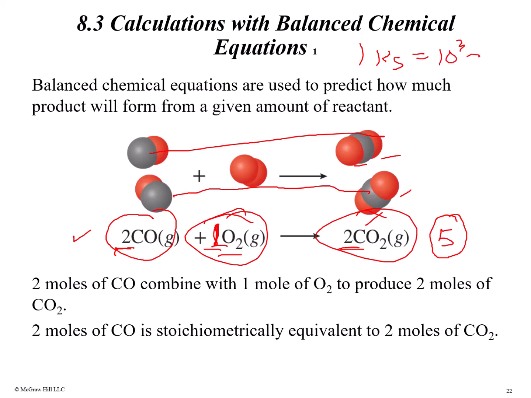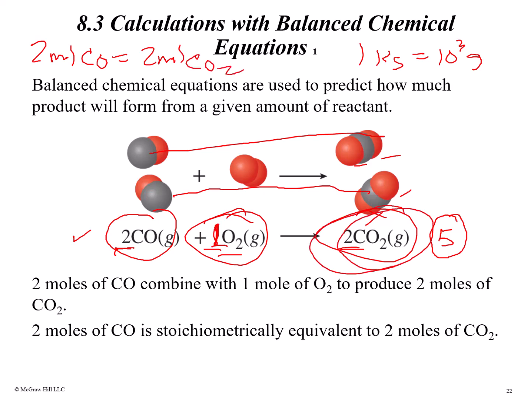We can say 2 moles of carbon monoxide is equal to 2 moles of carbon dioxide based on our chemical equation, this relationship and this relationship. Or we can say 1 mole of oxygen is equivalent to 2 moles of carbon dioxide. So this is how we're going to use this. We're going to use our balanced chemical equation to begin the process of doing a stoichiometry problem.